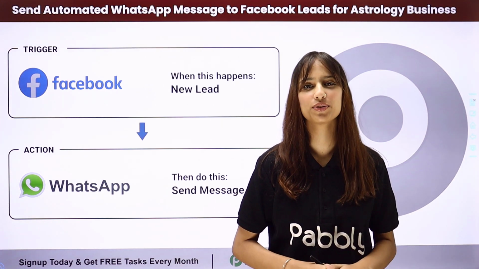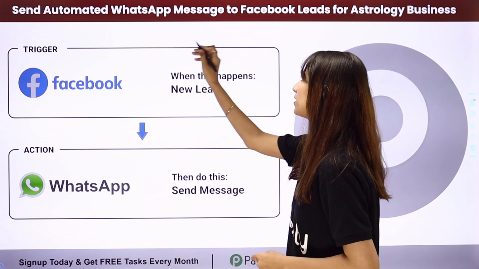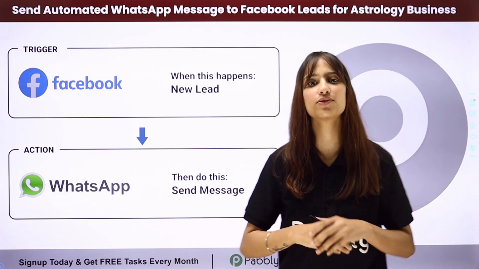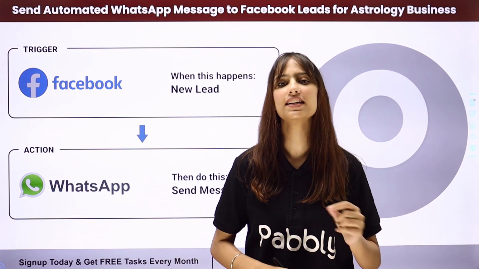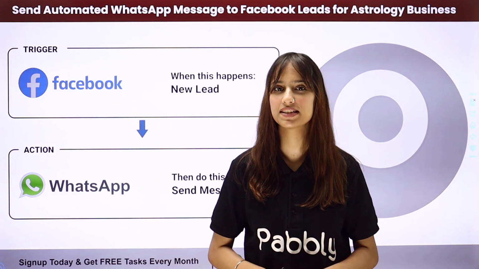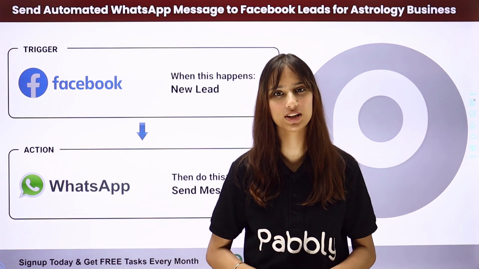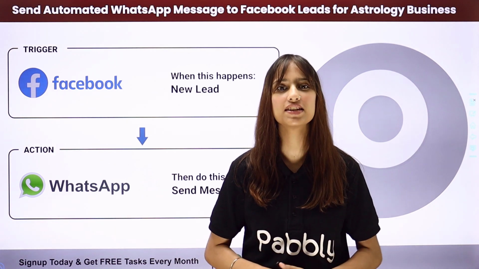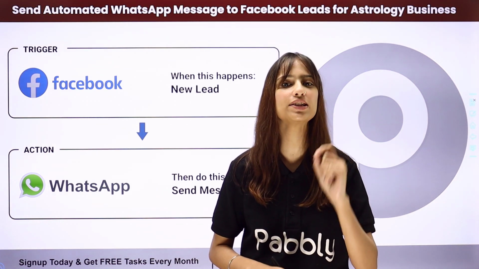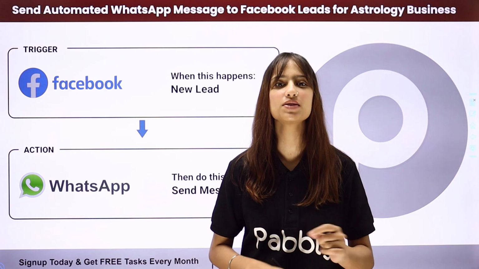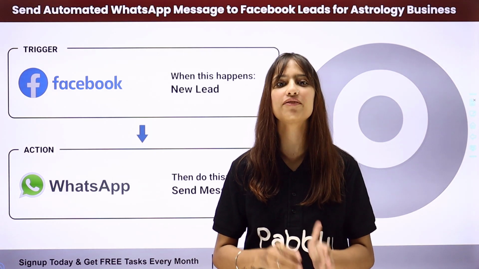So in today's video, we are going to understand how to send automated WhatsApp message to Facebook leads for astrology business. So here let's assume that I have an astrology business and to promote it, I'm using Facebook lead ads. So here my objective is that whenever I'm going to receive a new lead through Facebook lead ads, then I want to send an automated WhatsApp message to that Facebook lead.